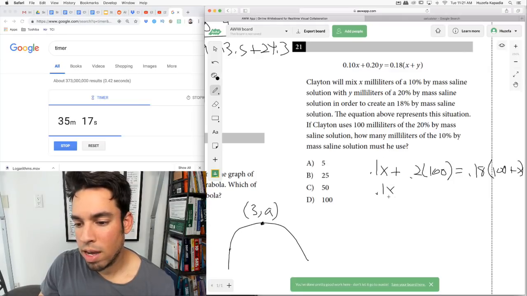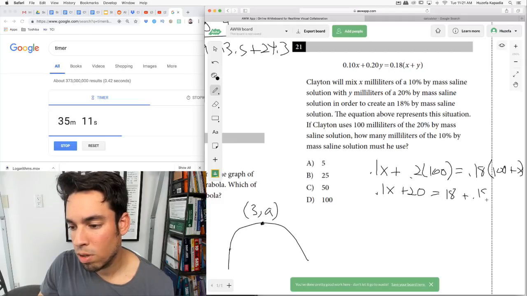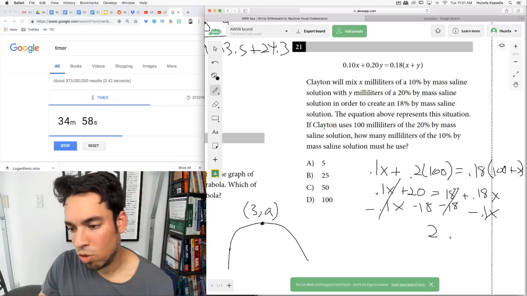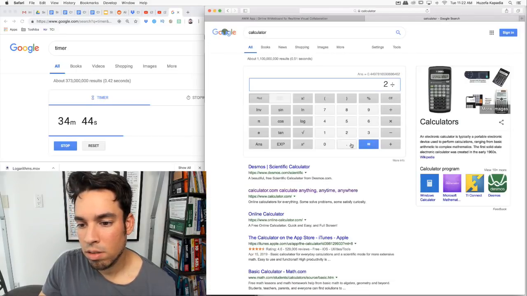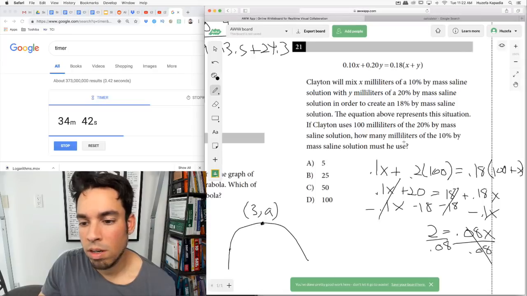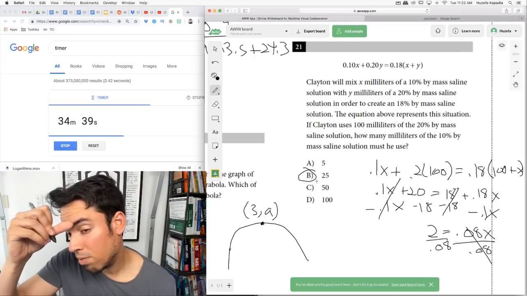So then it's 0.1x plus 20 equals 18 plus 0.18x. And then let's subtract 0.1x, and then let's subtract 18 simultaneously. So we have 2 equals 0.08x. And then we divide both sides by 0.08. 2 divided by 0.08 is 25. So that's it. He's used 25 milliliters.